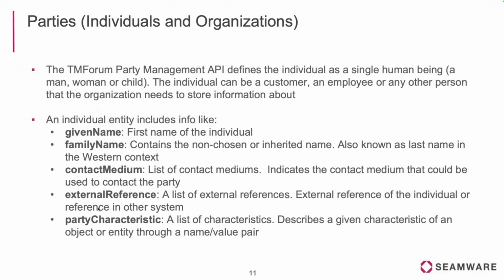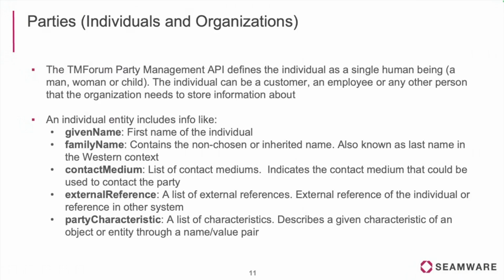First, an individual is a human in general; could be customers, could be employees, could be anyone that the organization needs to store information about. And well, for an individual entity, typically you have the name, the family name, and a list of contact mediums that could be emails, phone numbers, addresses, all this kind of stuff. You may have an external reference, which is the identification of the individual in other systems. Like if you have an identity management system, for example, this external reference may be linking to that information.